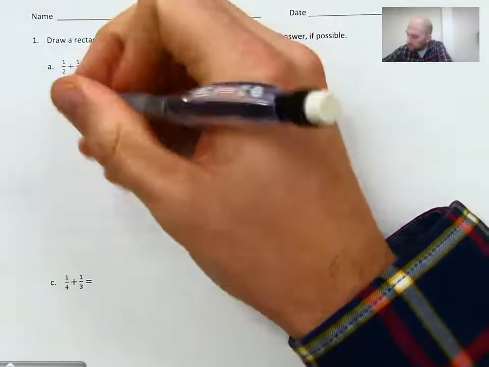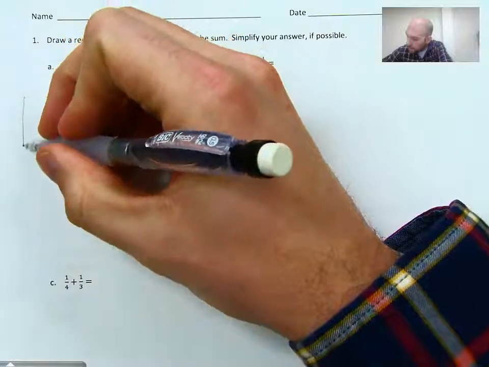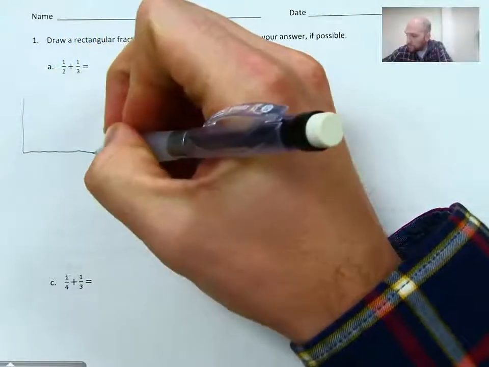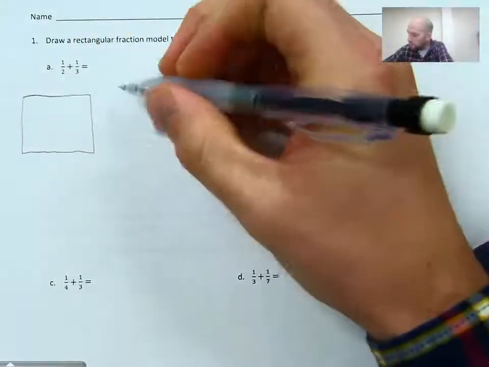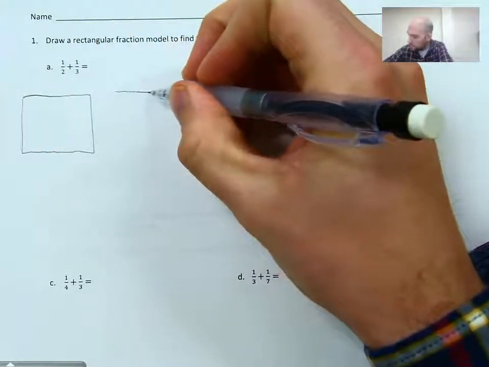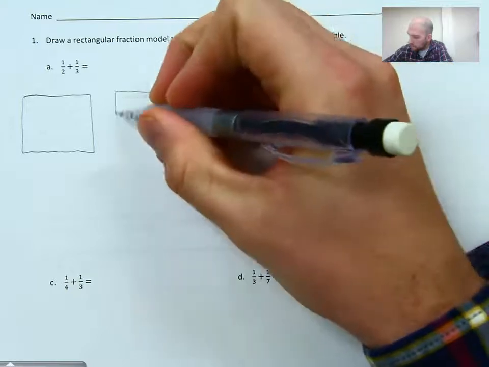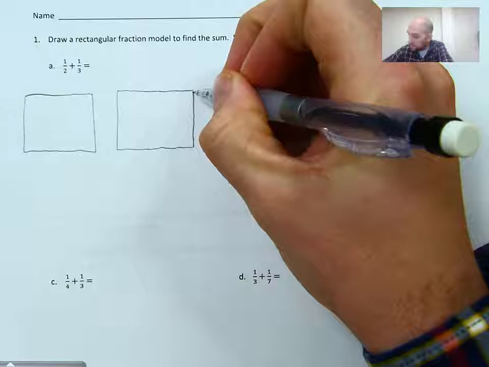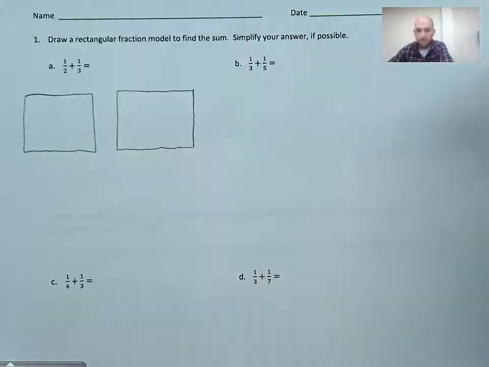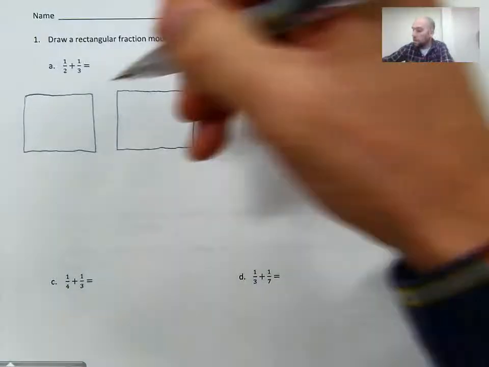So let's draw two rectangles here to start. And if you have a pen and paper, I advise you to follow right along with me. Try to make them about the same size. They should, in theory, be the same size. As long as we're close, we'll get the idea. It is just a model.